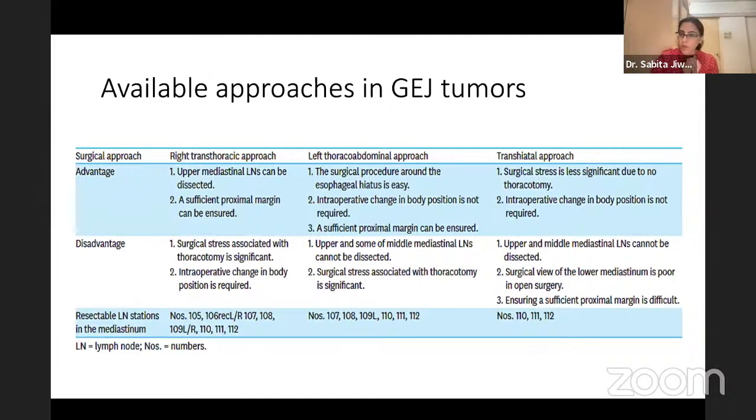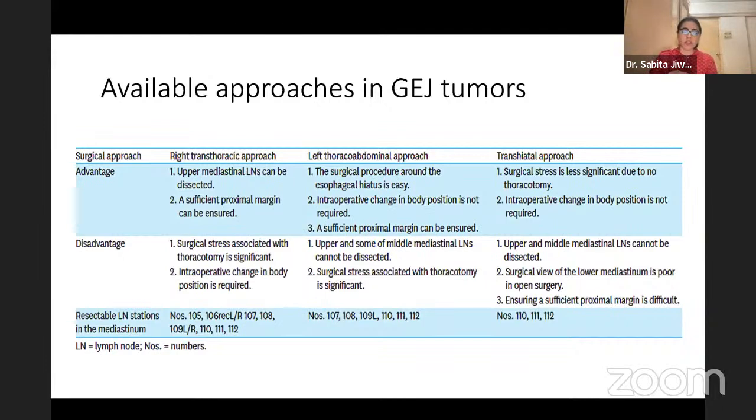When you're doing a left thoraco-abdominal approach, margins are not a problem at all. The assessment of the operability of the disease can also be done in the same sitting, in the same position. You do not need to change the position. You can just cut the diaphragm and assess the disease above and below the diaphragm, and because the tumor is right in front of you, you can also see how your reconstruction will be.